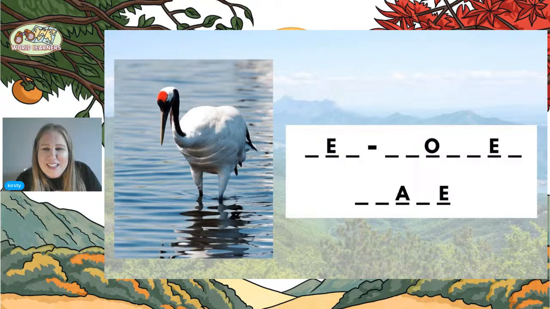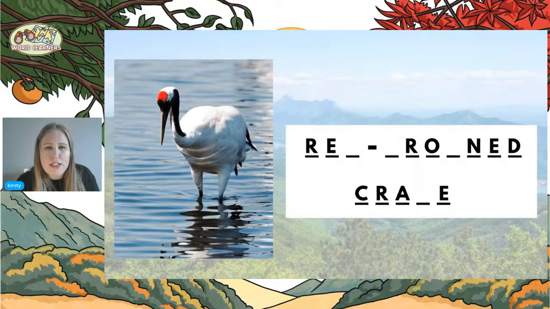What do we think? What could that first word be? Have a look at the features of the bird. Should we drop in a few more letters? There we go. Does that help us? Red something crane. Ezra, can we get that last word now? What do you think?